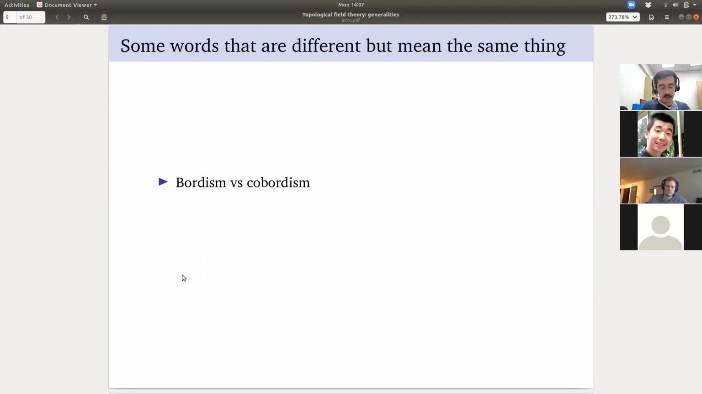Okay. Again, feel free to just unmute yourself and ask questions whenever. So I want to start by just clarifying some terminology. You may have heard Bordism or cobordism. And I think cobordism for a while was the more common word, and I'm going to be using Bordism.